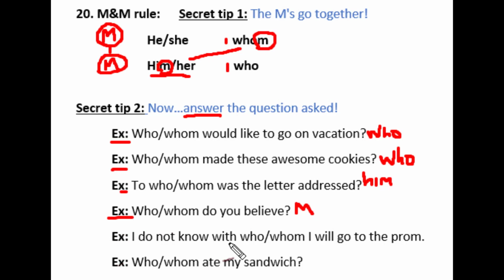I do not know with whom I will go to the prom. Answer the question. Who are you going to the prom with? I will go to the prom with her. I will go to the prom with him. So if it's him, it's going to have to be whom. Let's take a look at the final example, kids.